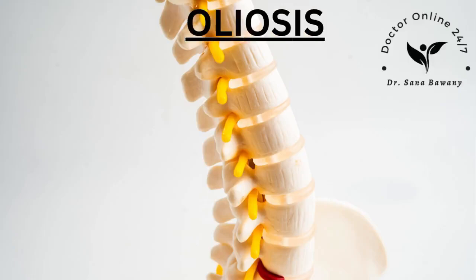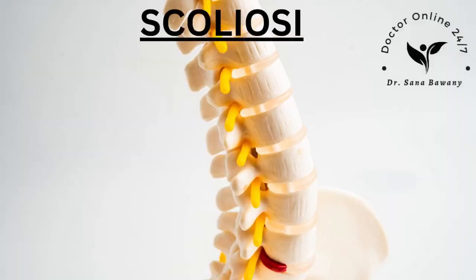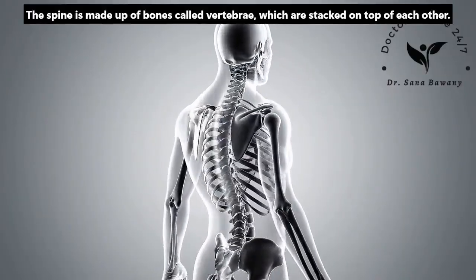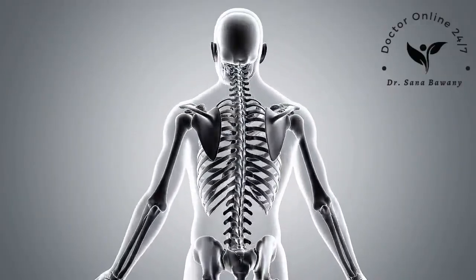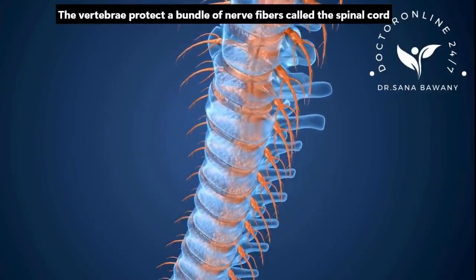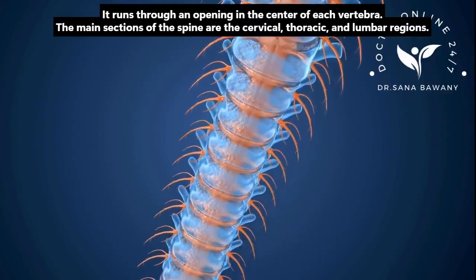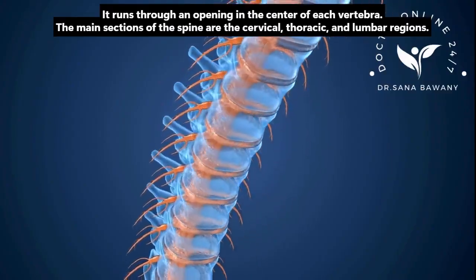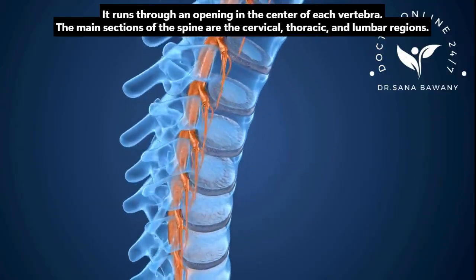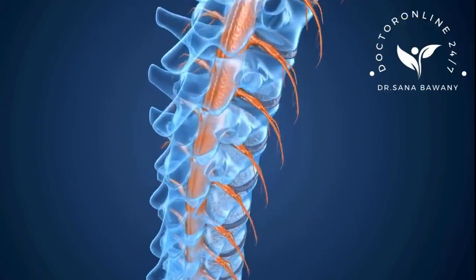Today's topic is scoliosis. The spine is made up of bones called vertebrae, which are stacked on top of each other. The vertebrae protect a bundle of nerve fibers called the spinal cord. It runs through an opening in the center of each vertebra. The main sections of the spine are the cervical, thoracic, and lumbar regions.